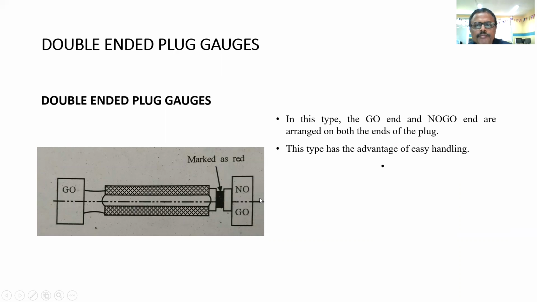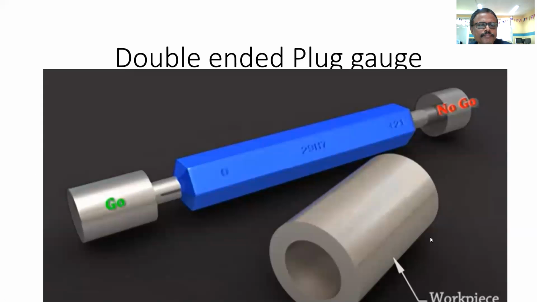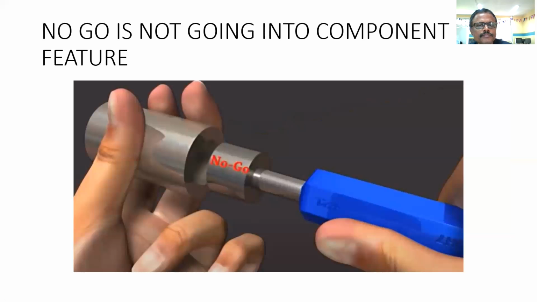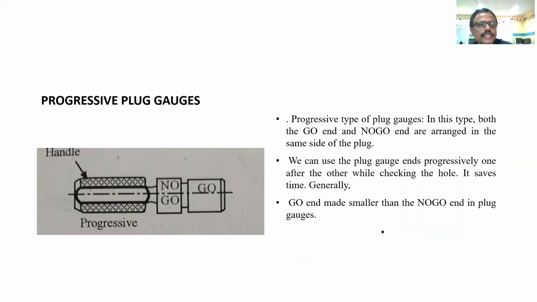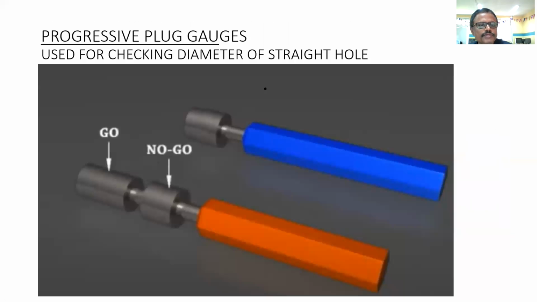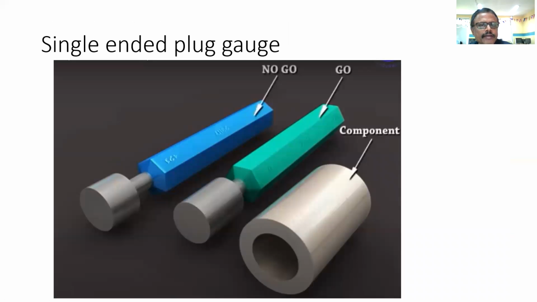It saves the time and it facilitates easy handling. So one of the types of plug gauges is the double-ended plug gauge. To repeat what we have learned, this go should go into this hole, the component is accepted. This no go should not go into this hole, then also component is accepted. Then there is progressive plug gauge, which is here. Then there is single-ended plug gauge.